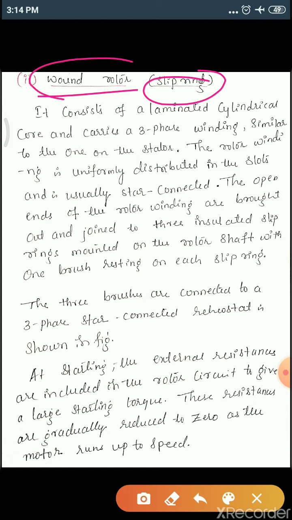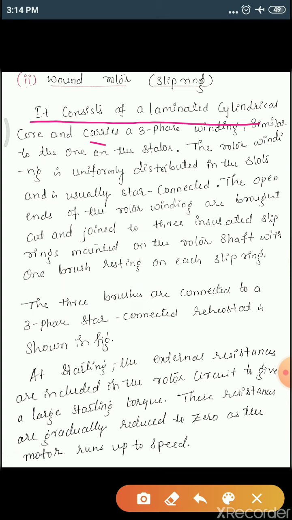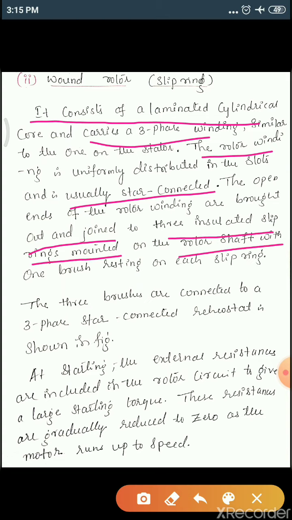Suppose this type of rotor is present in the induction motor, then we call it a three-phase wound rotor or slip ring induction motor. It consists of a laminated cylindrical core and carries three-phase windings similar to the stator winding. The rotor windings are uniformly distributed in the slots and usually star connected. The open ends of the rotor winding are brought out and joined to three insulated slip rings mounted on the rotor shaft, with one brush resting on each slip ring.